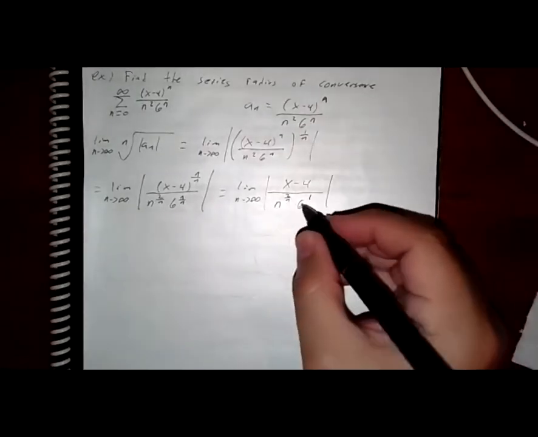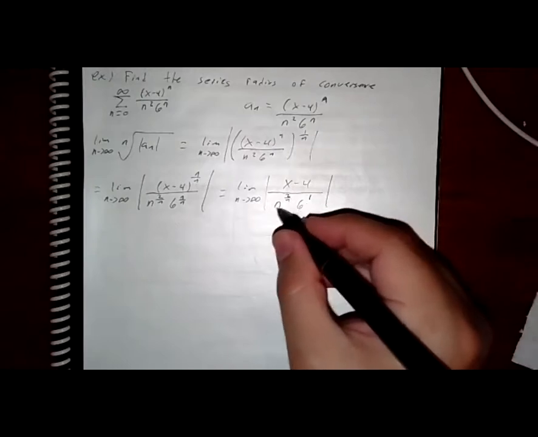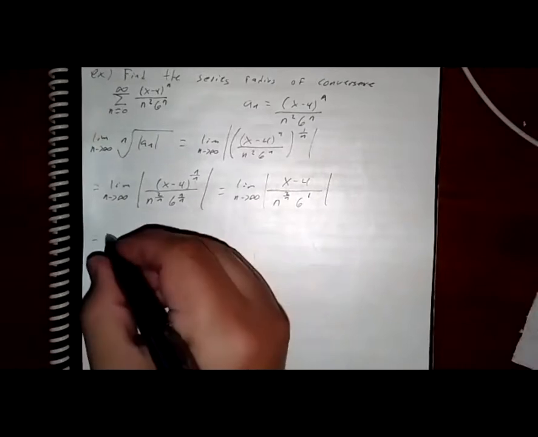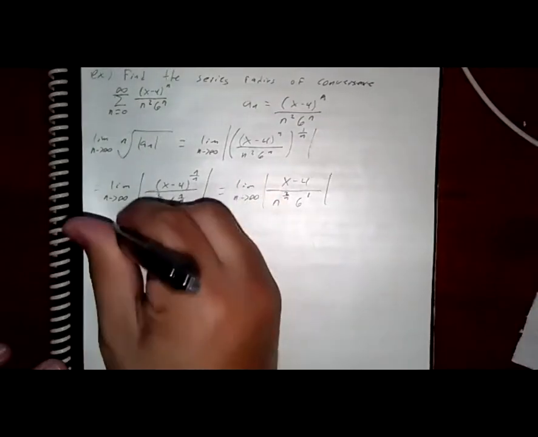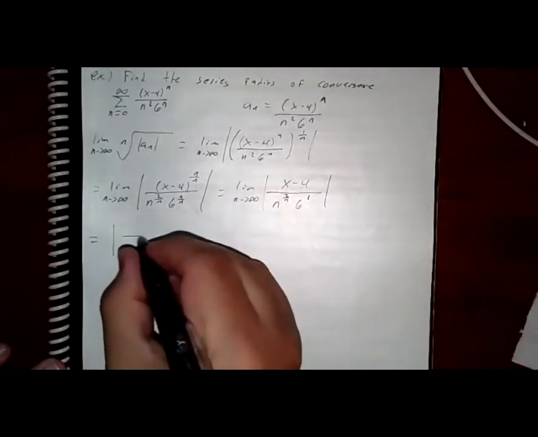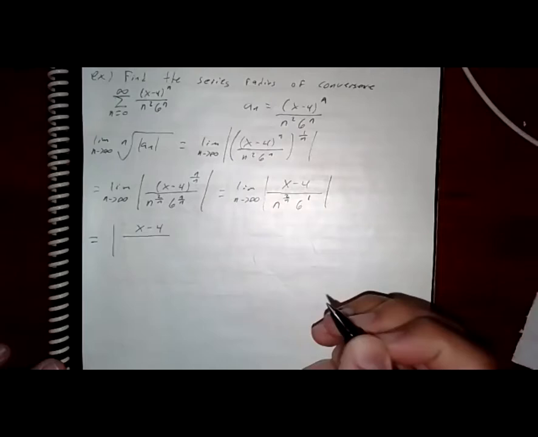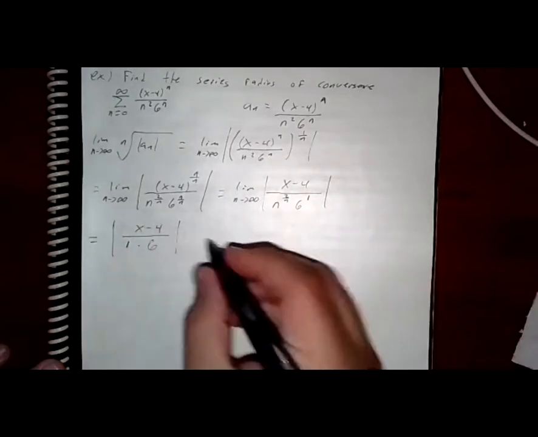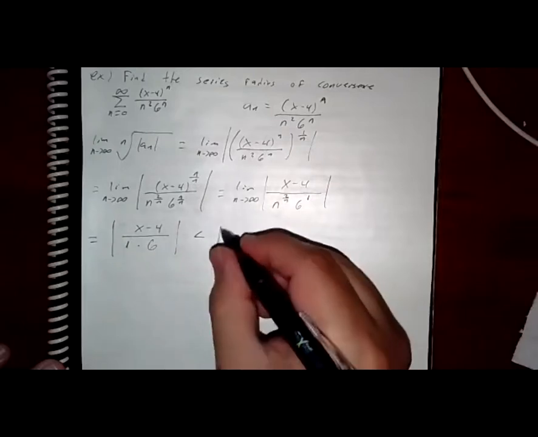Okay. So this guy is going to go to 1 right here because the power 2 over n will go to 0. So anything to the 0 will be 1. There's a proof that shows that, but we're going to save some time here. Well, let's go ahead and take the limit. This will end up being 1 times 6. And for this to converge, it must be less than 1, right?